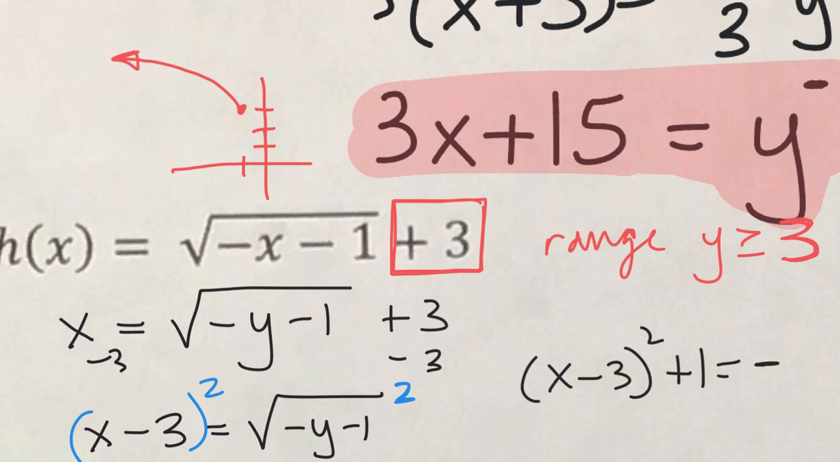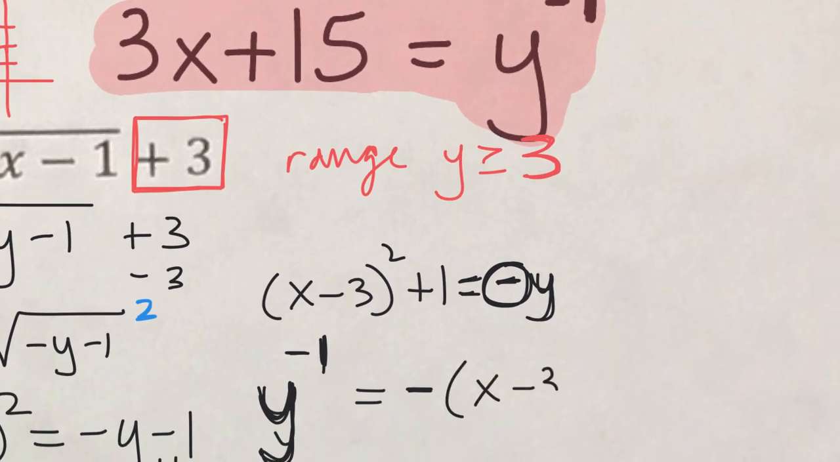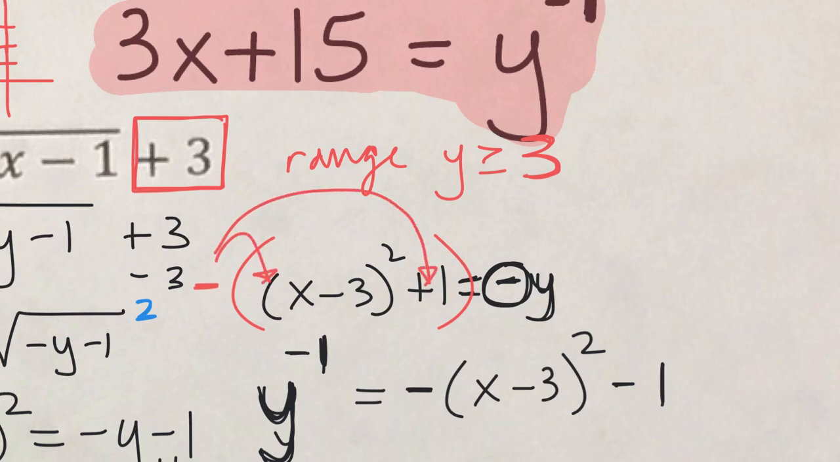Plus 1 equals negative y, and then we're going to divide both sides by negative 1. Okay, so we're going to change all the signs. Y inverse equals negative of x minus 3 squared minus 1. Right? If I make this whole entire thing negative, that means the parenthesis gets negated and that thing gets negated. Both of those become negative.